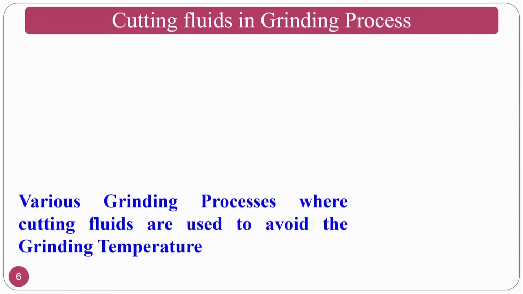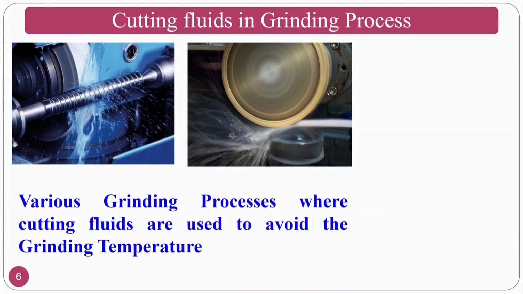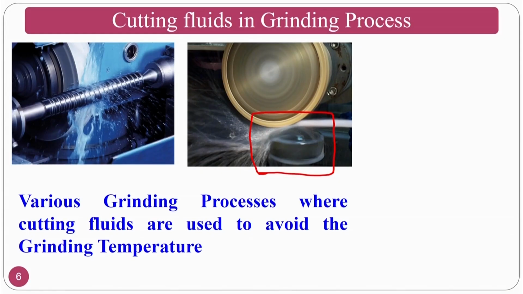Okay. So, the various grinding processes where the cutting fluids are used to avoid the grinding temperatures, you can see here some of them: cylindrical grinding is there. Then the lens polishing, you can see here the lenses are being ground. This is the lens that we are wearing basically. This is the lens that they are fabricating here. If the temperature goes up, what will happen? It will damage the lens.